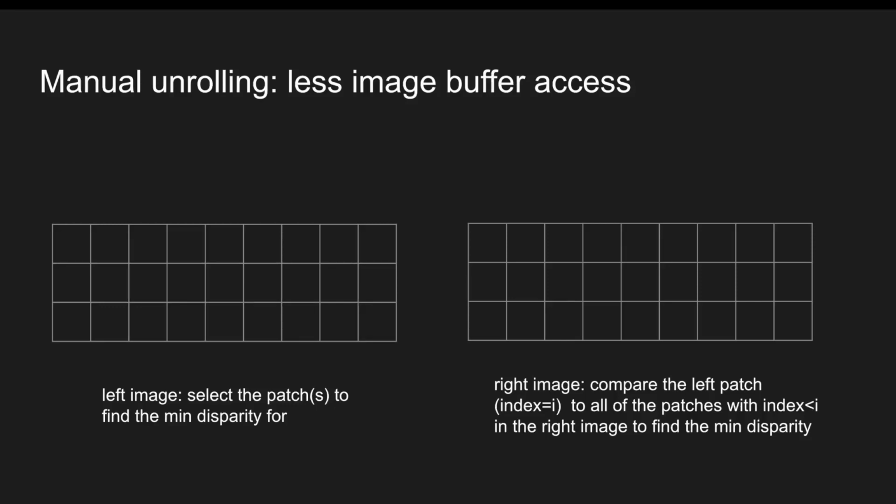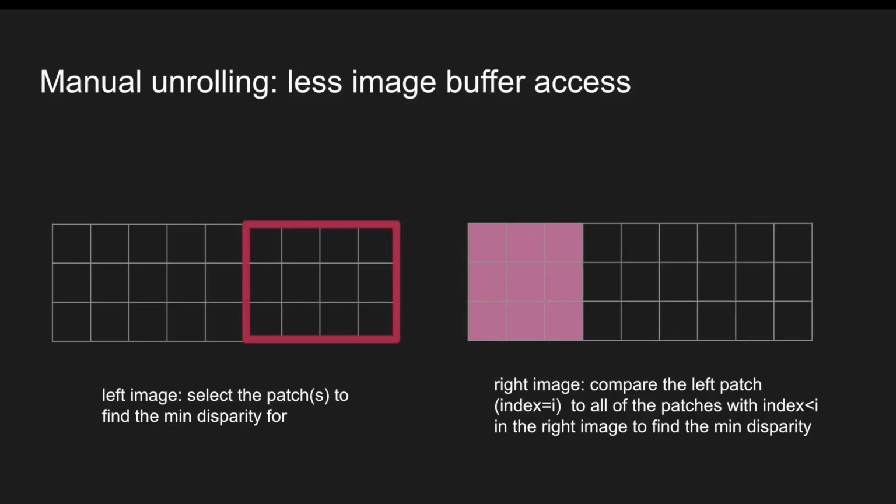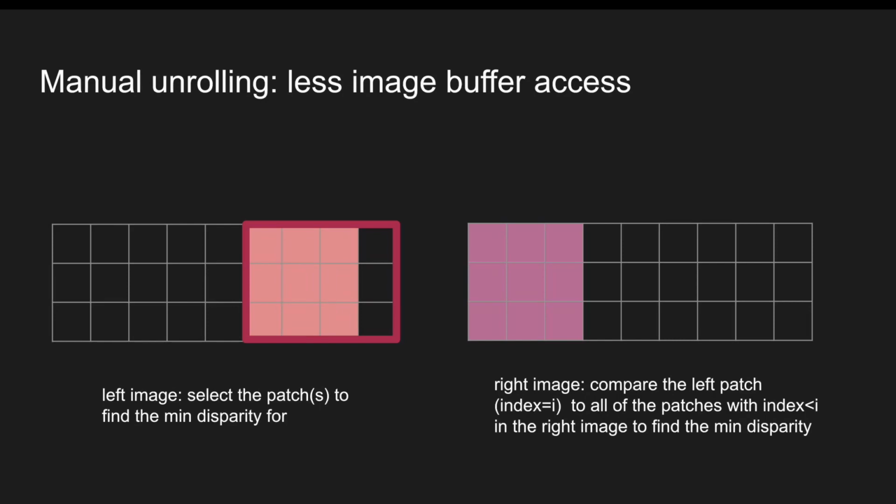This is a demonstration of how manual unrolling is performed. An unrolled patch of 3x4 is obtained from the left image buffer, which represents two patches. Each iteration reads patches on the right image. The pixel values are used to calculate the disparity for both indexes on the left image, except the non-overlapping loops. So for the first iteration, the patch on the right image is only compared to the first patch on the left.